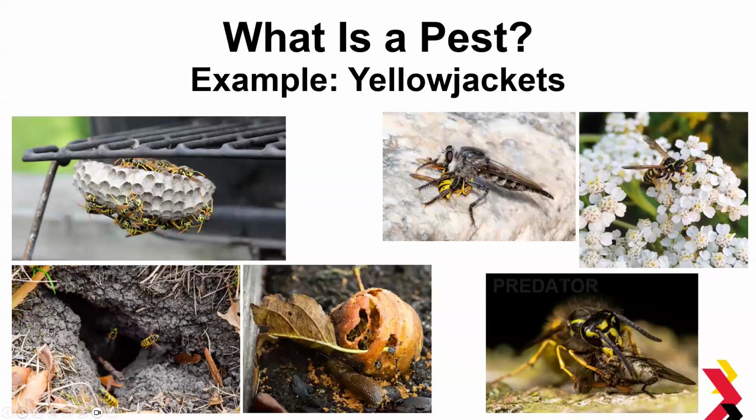Now, in other situations with our photos on our right, they play a beneficial role within our ecosystem. Sometimes it's prey for other predators like our robber flies we can see over here labeled as prey. So we have this predatory fly that feeds on yellow jackets sometimes. On our far right, we can see that yellow jackets and many of our other wasps play a role in pollination. And then on our bottom, we can see that yellow jackets are predators themselves feeding on other insects, potentially other insect pests. So it really depends on the situation.